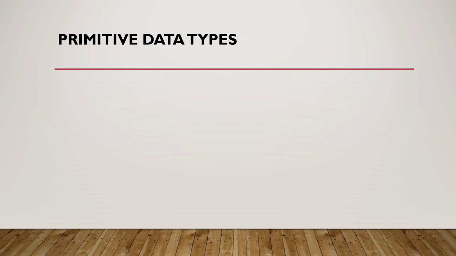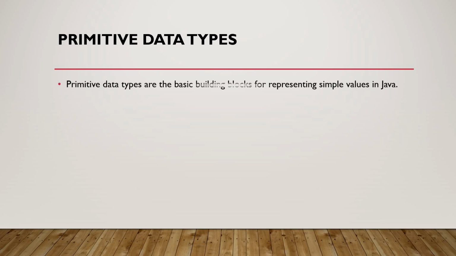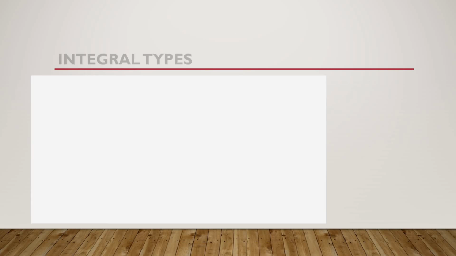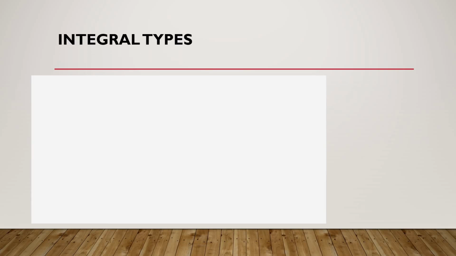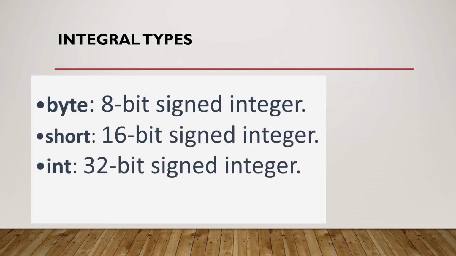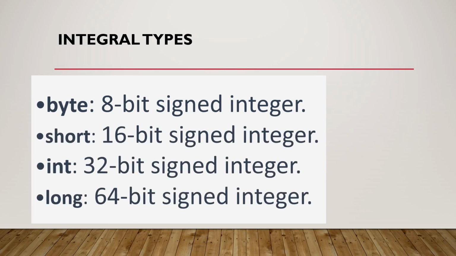So, primitive data types. Primitive data types are the basic building blocks for representing simple values in Java. They are not objects and do not have methods or properties like objects do. Java has 8 primitive data types, which start with the integral types. In integral types, we have byte, short, int, and long.